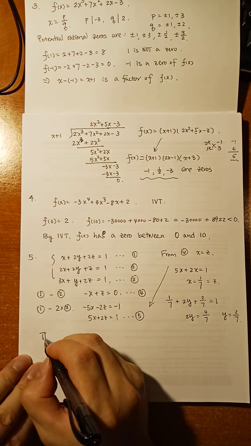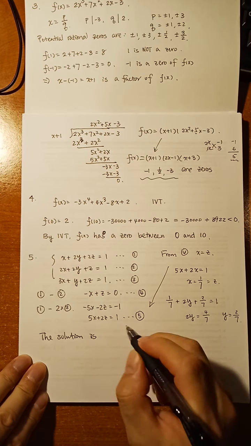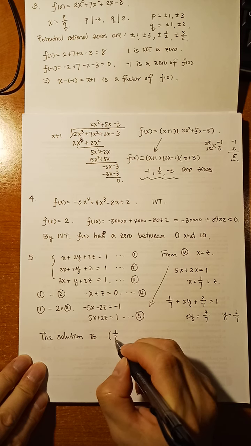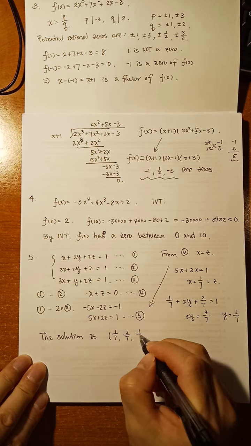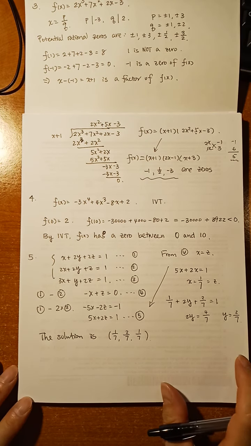So the solution is 1 over 7, 2 over 7, and 1 over 7. Remember, this is an ordered triple. So it's x, y, and z.